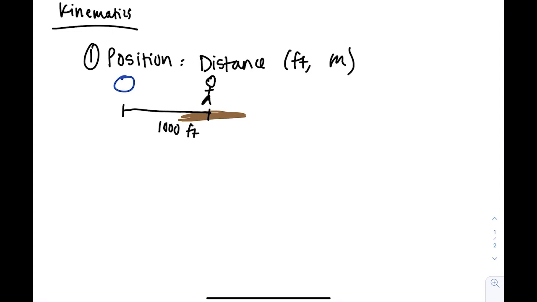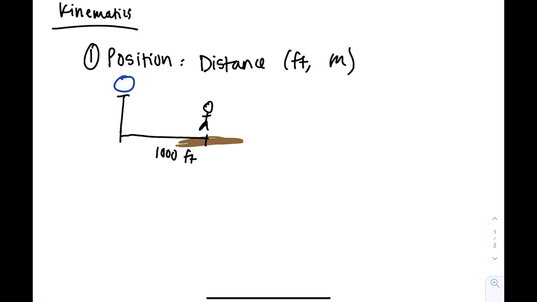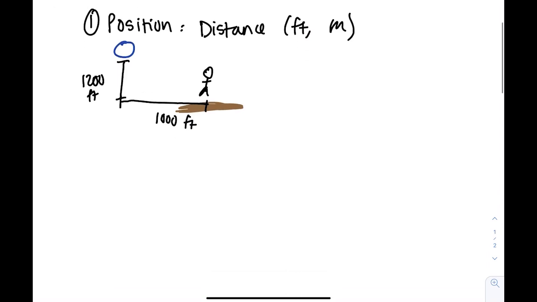It's not going to be to scale, but the narwhal is also 1,200 feet north. So this can be represented using coordinates in a coordinate plane. So we have 1,000 feet west, 1,200 feet north, and this would be the position of the narwhal if Bill were at the origin.